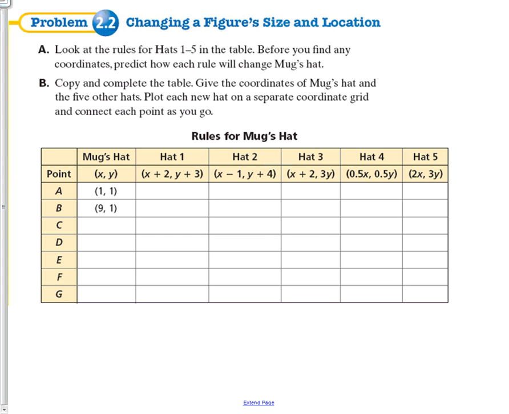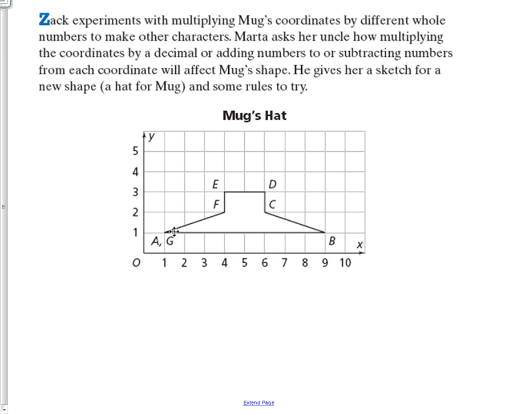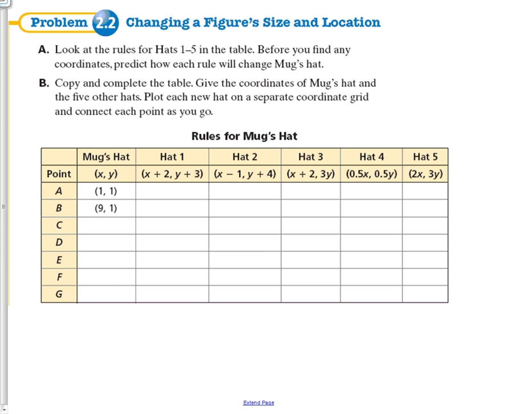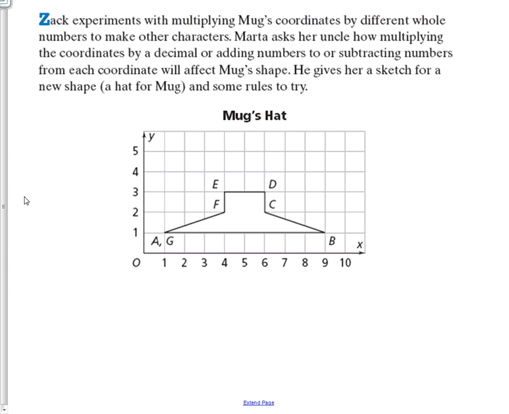Mug's hats, okay, I want you to go back to that, and I want you to get down the coordinates. Pause the video if you need to, but get down the coordinates for Mug's hat. They already have the first two, 1, 1, and 9, 1. I'll tell you the next one, it's 6, 2, and then 6, 3, 4, 3, 4, 2, and then back to 1, 1. If you didn't get that, rewind the video.